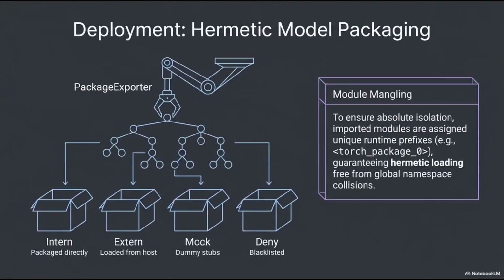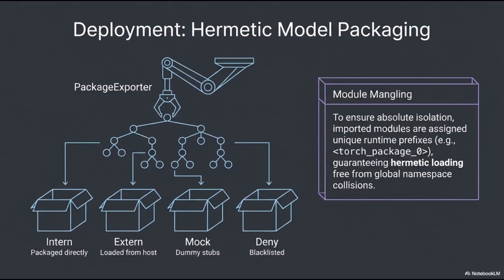Achieving truly isolated and reliable model deployments is central to our strategy, as illustrated by our hermetic model packaging approach. The package exporter systematically processes a model's full dependency graph, intelligently categorizing each module. Dependencies identified as intern are directly bundled within the package itself, ensuring self-sufficiency. Extern dependencies are configured to be loaded dynamically from the host environment at runtime. For specific use cases, mock dependencies are replaced with lightweight dummy stubs, and any deny-listed dependencies are explicitly blacklisted and excluded from the final package.